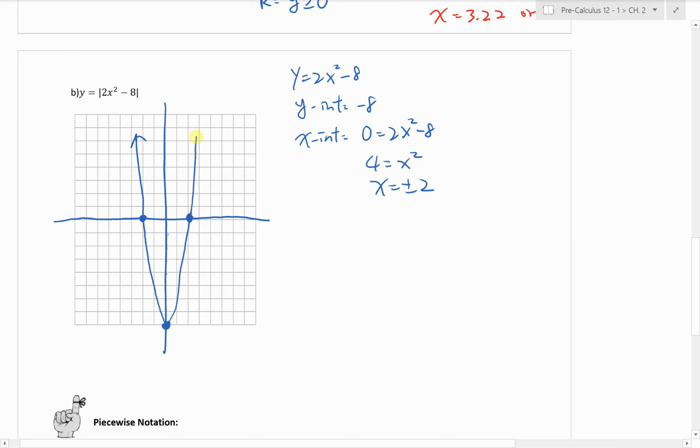Oh, by the way, I know where my vertex is because this really is just the transform. You can rewrite this as y equals 2 times x minus 0 squared minus 8, right? They are the same thing. So you can see the vertex is 0, comma, negative 8. Okay, so this is my graph of 2x squared minus 8.